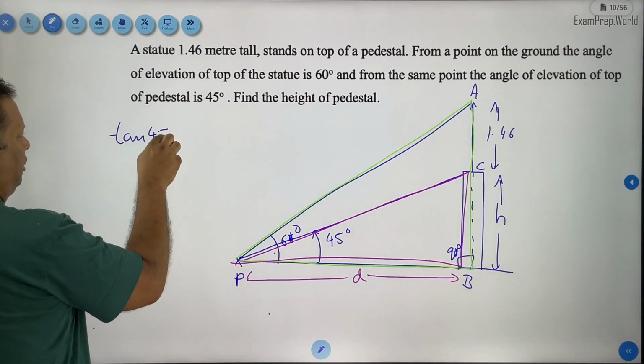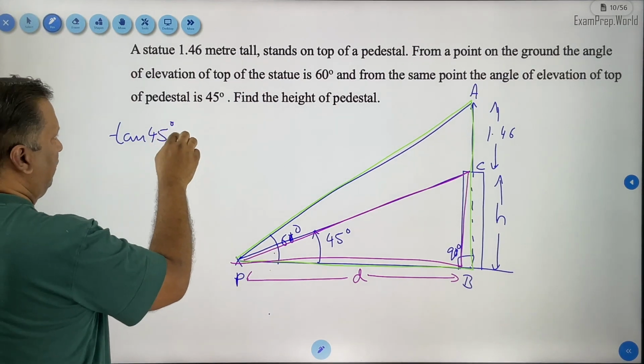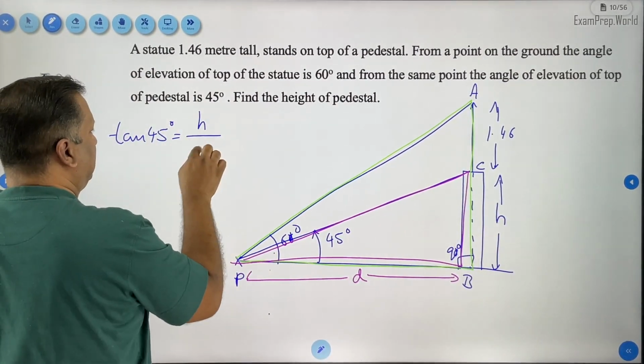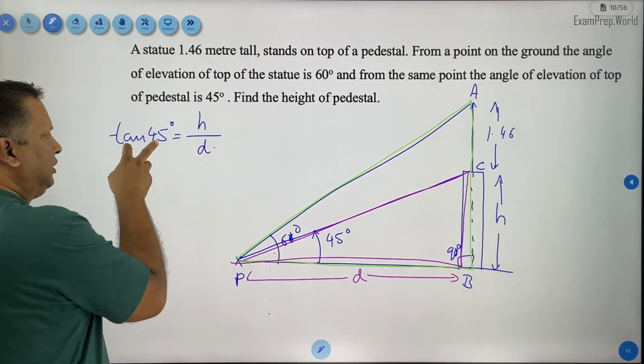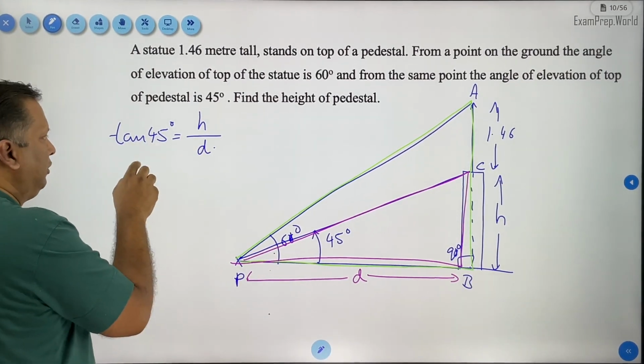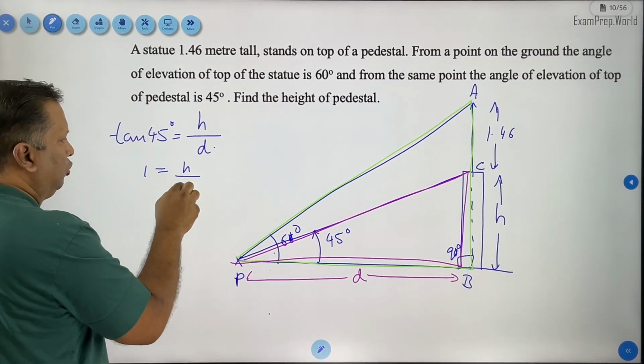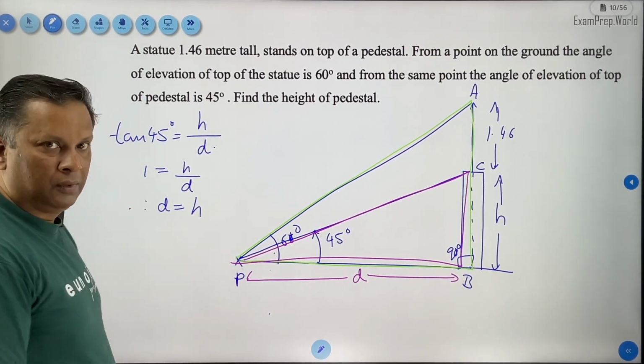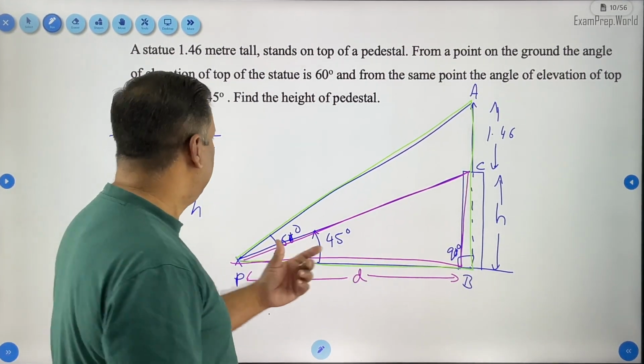I am taking the smaller triangle, which is the pink triangle. Tan 45 is height of pedestal over D. What is tan 45? Tan 45 is 1. So 1 equals h over D. Therefore, D is equal to h. Okay, so D is equal to h.